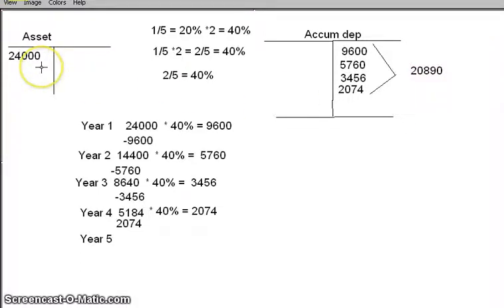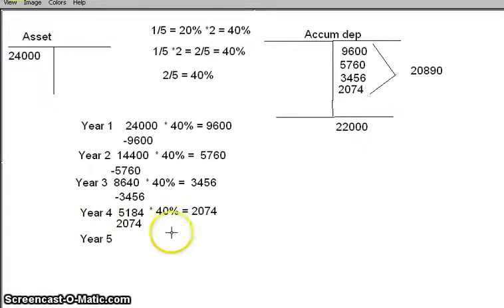Well, where do I want to be? What I want to end with is a $2,000 residual value, right? So 24,000 minus 20,890 puts you at more than $2,000. I wanted my accumulated depreciation to be 22,000. If I take my asset of 24,000 minus 22,000 in accumulated depreciation, I'll have the $2,000 residual value. So ultimately, I want this number to be 22,000.